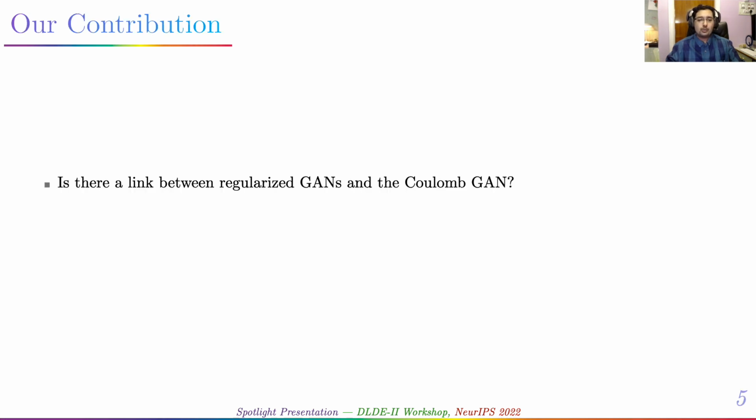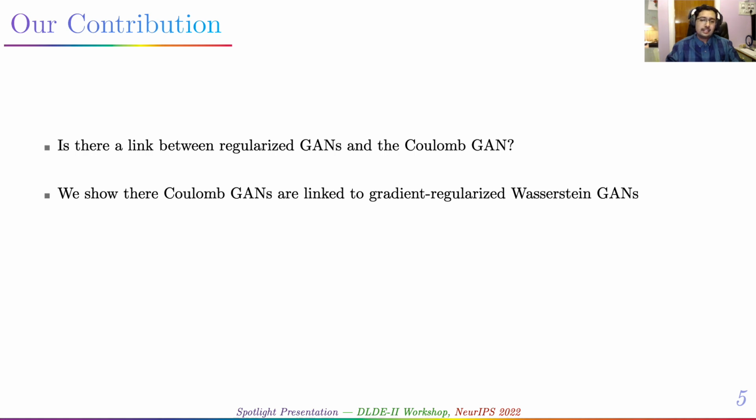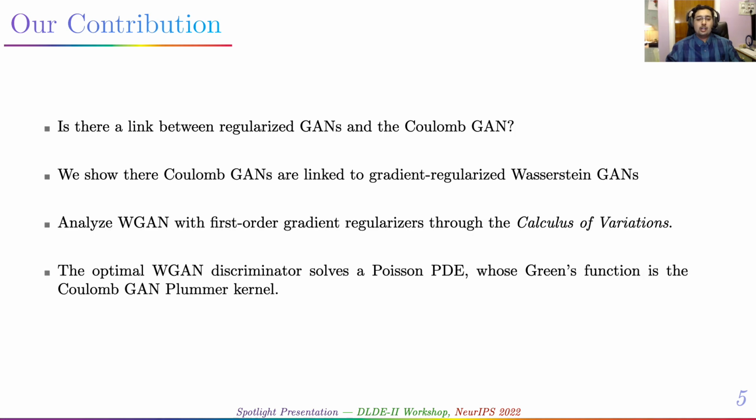The core question we seek to answer in this paper is whether there exists a link between the IPM GAN formulations and the potential minimization in Coulomb GANs. The answer is indeed a yes, and in particular, we show that Coulomb GANs are a special case of gradient-regularized Wasserstein GANs. We analyze the regularized Wasserstein GAN cost, leveraging results from the calculus of variations, and show that the optimal discriminator solves a Poisson PDE, whose Green's function is precisely the Coulomb kernel.